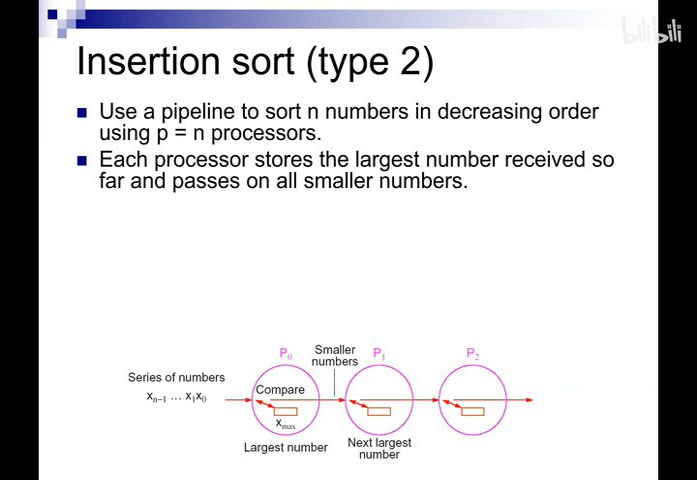So what's going to happen is each processor is going to, whenever it receives a value, so it's currently storing some value, and it receives a new value, if the new value is larger, it keeps the new value, and it sends the previous value that it was storing to the next process. Otherwise, if the received value is smaller, it'll just pass the value it received on to the next process.